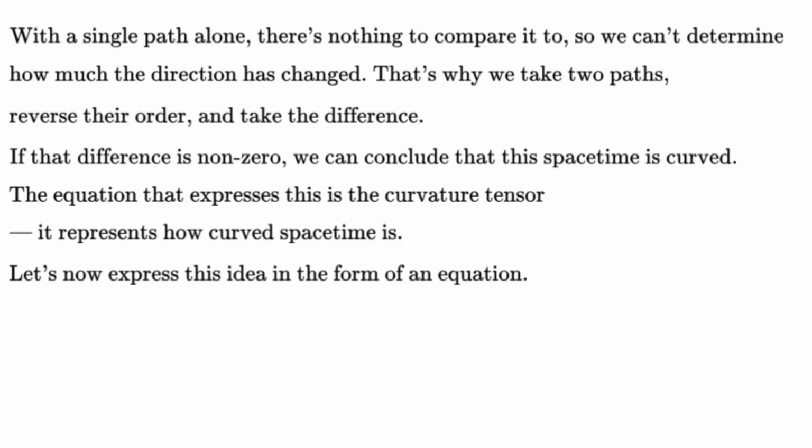With a single path alone, there's nothing to compare it to, so we can't determine how much the direction has changed. That's why we take two paths, reverse their order, and take the difference. If that difference is non-zero, we can conclude that this spacetime is curved. The equation that expresses this is the curvature tensor. It represents how curved spacetime is. Let's now express this idea in the form of an equation.